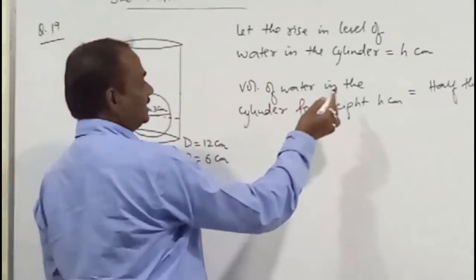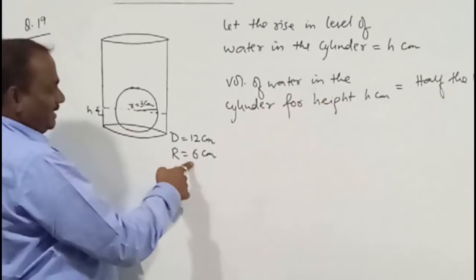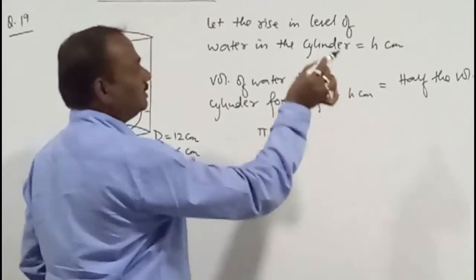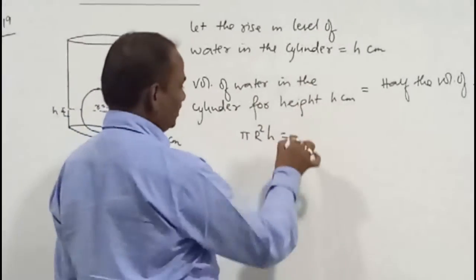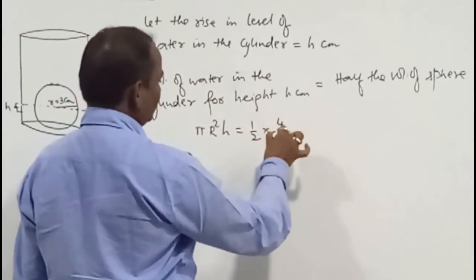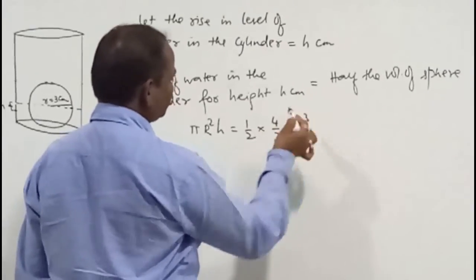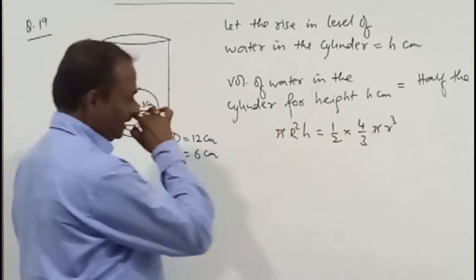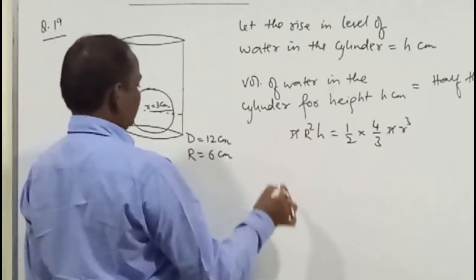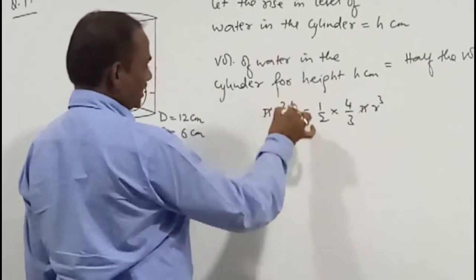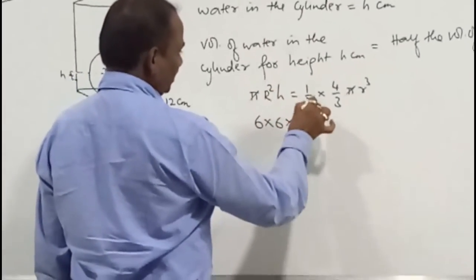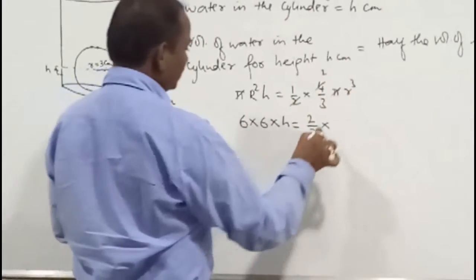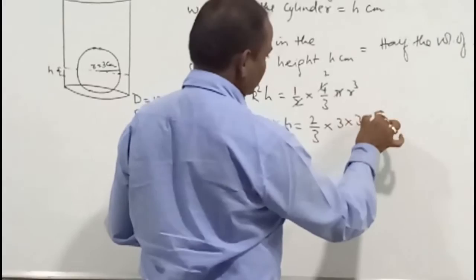नाउ वॉल्यूम ऑफ वाटर इन द सिलेंडर फॉर हाइट h, उसका रेडियस 6 है, तो पाई r स्क्वायर h इज इक्वल टू वॉल्यूम ऑफ हाफ द स्फीयर, माने हाफ इनटू 4/3 पाई r क्यूब. इस तरह से करेंगे तो यहाँ पर पाई और पाई कैंसिल हो जाता है. बाकी वैल्यूज अपन पुट कर देते हैं. कैपिटल R 6 है तो 6 into 6 बिकॉज r स्क्वायर इंटू h, ये अपन काट सकते हैं. तो ये 2/3 इंटू r क्यूब, स्मॉल r 3 है तो 3 into 3.